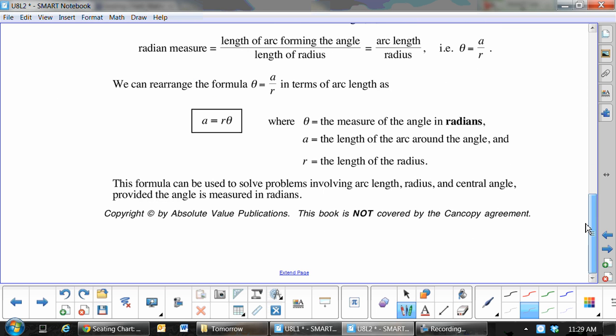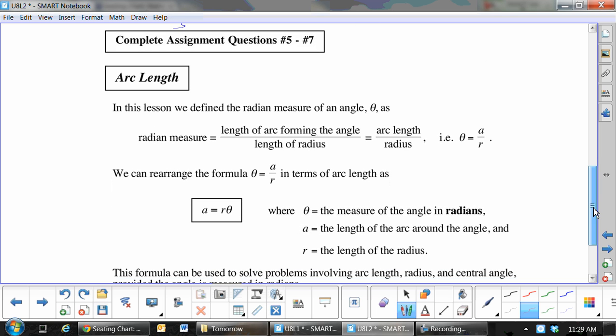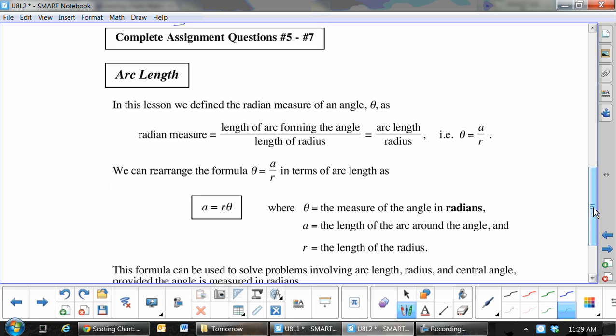It's a learning curve, obviously. If it was easy, everyone would be taking this, right? Next thing, arc length. We're now going to find arc length. Now, this is what arc length is.